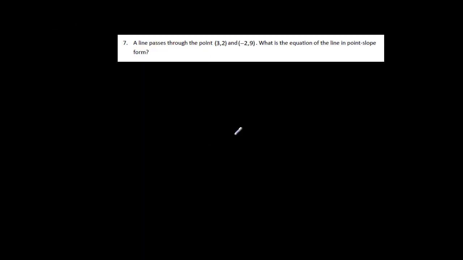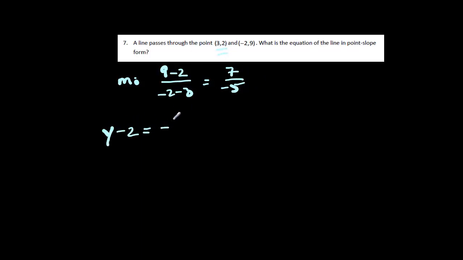Alright, so now we're at some review problems. Alright, a line passes through the point. What's the equation of the line in point slope form? So let's find out the slope first. So y2 minus y1 over x2 minus x1. We're going to have 7 over negative 5. So that's your slope. So let's just use this point here. Y minus y1 equals the slope times x minus x1. You could have used this point too. It doesn't make a difference. But this is one of the two answers that you could have.